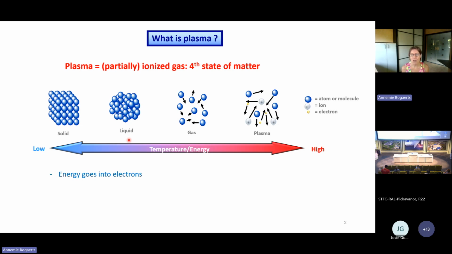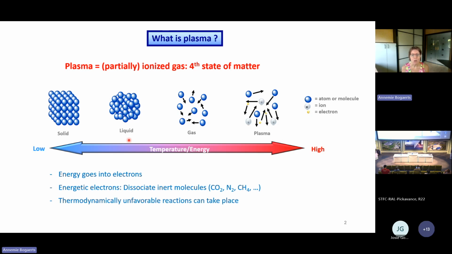Because the electrons are so much lighter, most of the electric energy goes into the electrons, and they can then dissociate inert molecules like CO2, nitrogen, methane, so that thermodynamically unfavorable reactions can take place at mild conditions, so there's no extra heating of the gas needed.